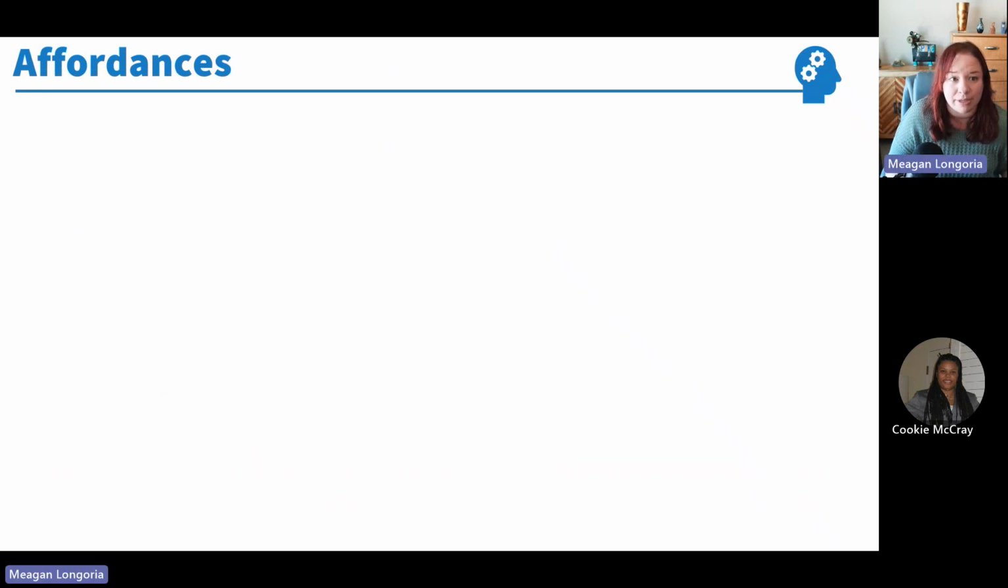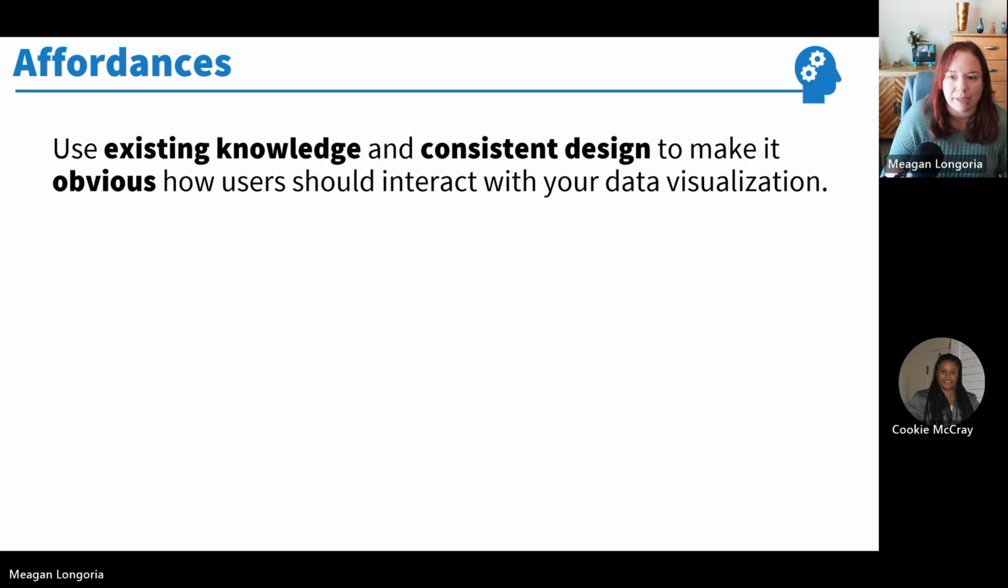One of the ways that we can control cognitive load is through what are called affordances. If you've ever read the book, The Design of Everyday Things, it talks about physical affordances. We have digital affordances. So, what is the existing knowledge that users have? For instance, familiarity with a user interface. And what kind of consistent design can we use to make it really clear, very obvious, how to interact with our reports.